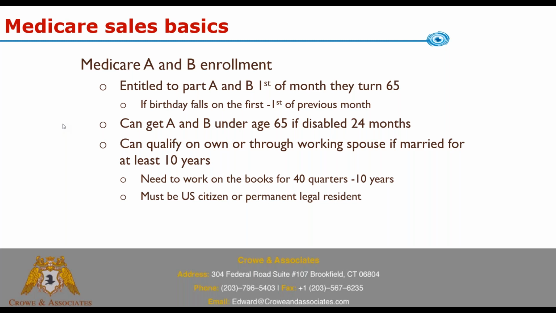So people are entitled to Medicare A and B the first of the month they turn 65. I get that a lot. So if somebody's birthday is on July 15th, their Medicare starts July 1st. So it's always the first of the month they turn 65.